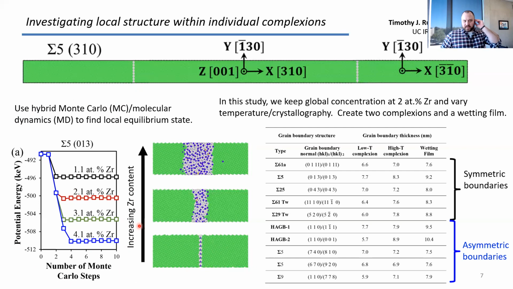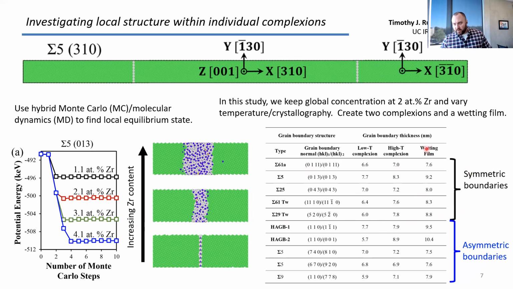We're actually going to do a slightly different set of simulations. We're going to keep the global concentration the same. It's going to be 2 atomic percent zirconium for this simulation cell. And what we're going to do is vary temperature and crystallography to understand how internal structure changes. And we're going to look at a whole set of different boundaries. All these details don't matter all that much right now. We'll dig into some of the details in a minute.